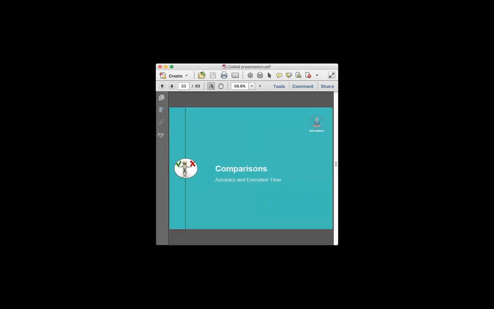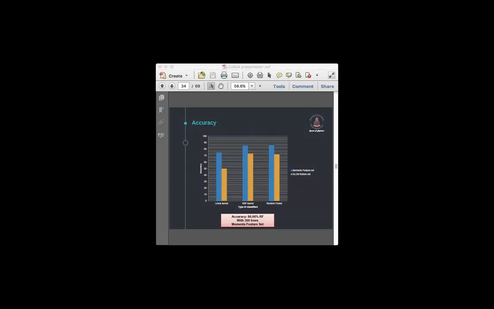So when we compare the accuracy and execution time, we reach this graph, where the best accuracy we achieved was 86.06% with random forest, and we had a feature set of movements. So here we can see the linear kernel, the RBF kernel, and the random forest. These are the three types of classifiers that we tried, and we can see the movements feature set here. Slide, please.